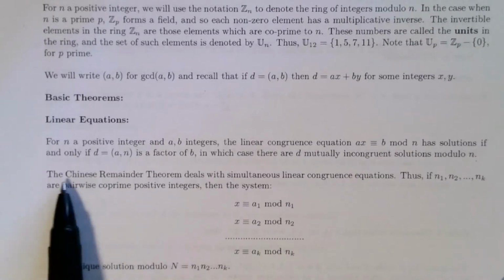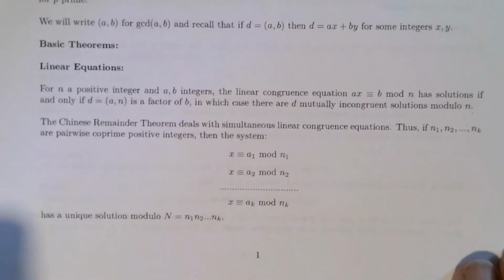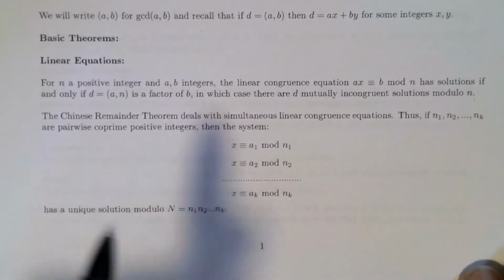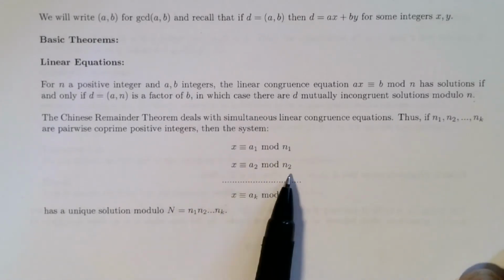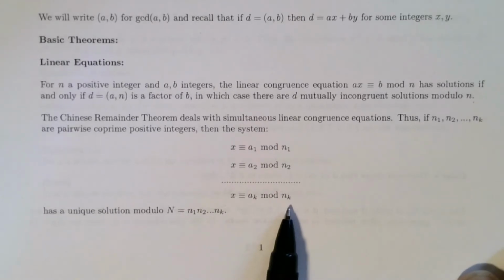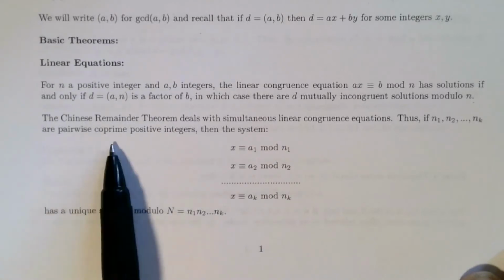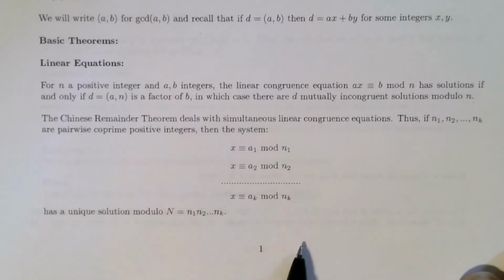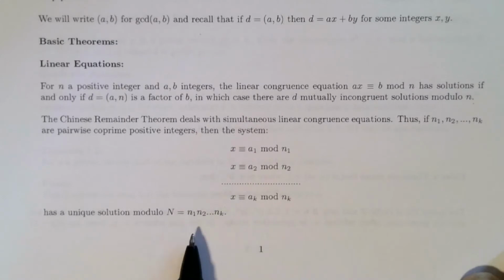A famous result, the Chinese remainder theorem, deals with simultaneous linear congruences, and it says if you've got a sequence of congruences, x is congruent to a1 mod n1, a2 mod n2, and so on down to ak mod nk, then provided all of these moduli are pairwise coprime, that is, if you pick any pair of these and they have no common factor, then this system has a unique solution.